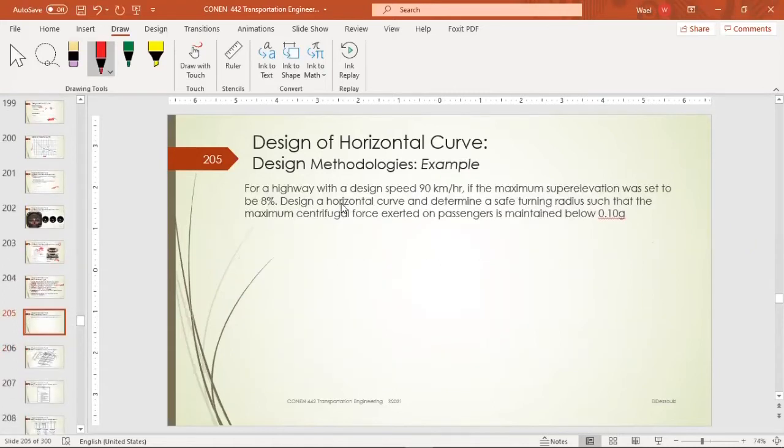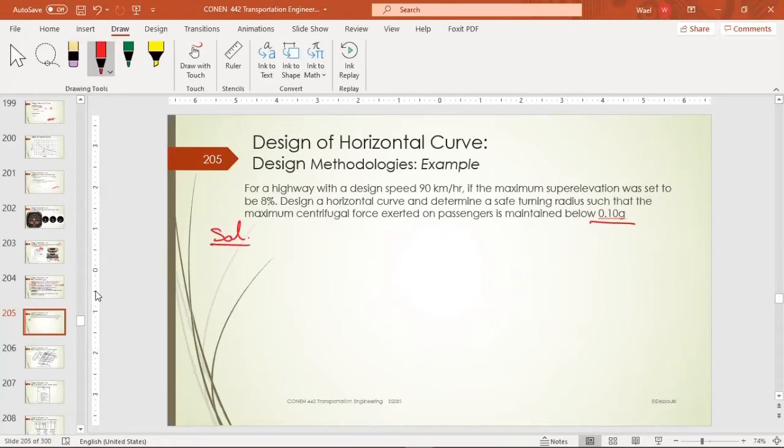Let's have an example. For a highway with a design speed of 90 kilometers per hour, if the maximum super elevation was set to be 8%, design a horizontal curve and determine the safe turning radius such that the maximum centrifugal force exerted on the passengers is maintained below 0.1 G. What does this mean? Let's solve it.